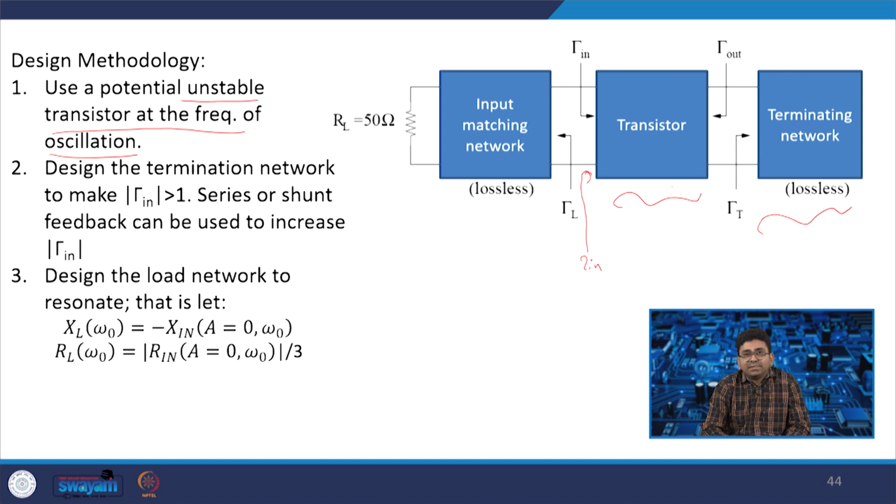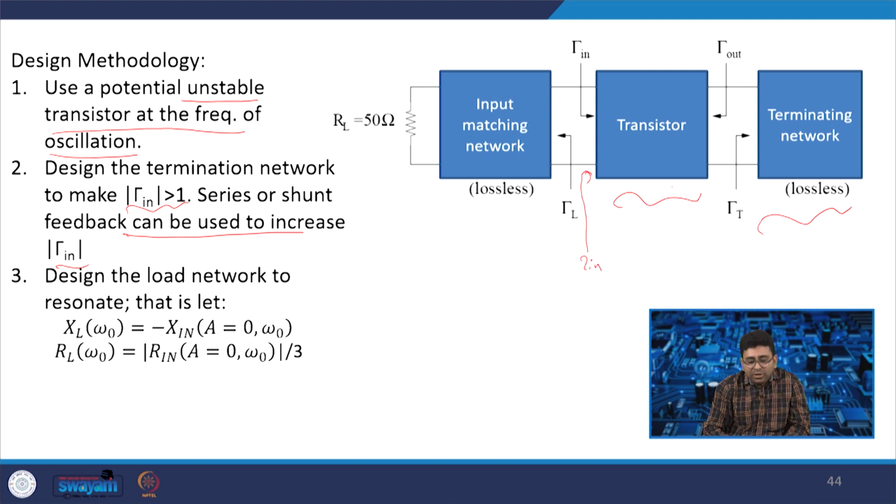Then what you need is to design the termination network to make gamma in greater than 1. When I discussed the Smith chart, at that time I told you, when we study the active component or oscillator, your reflection coefficient might be outside the Smith chart, and the reflection coefficient is greater than 1. So, series or shunt feedback can be used to increase the value of reflection coefficient gamma in. Then design the load network to resonate.